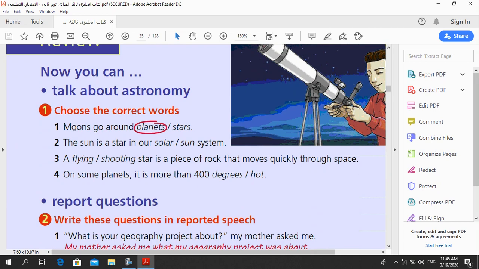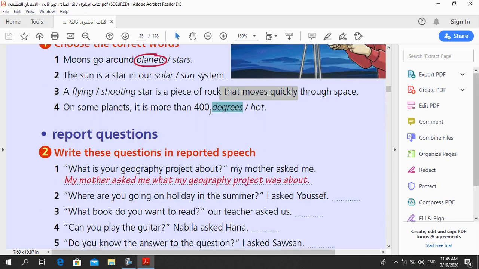Next page. Let's answer some questions from the review. Choose the correct words. Number 2, the sun is a star in our solar or sun system? Solar system. Number 3, a flying or shooting star is a piece of rock. The shooting stars. Number 4, on some planets it's more than 400 degrees or hot. Degrees. This is how we measure temperature.